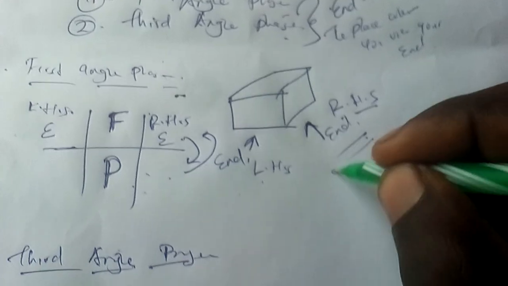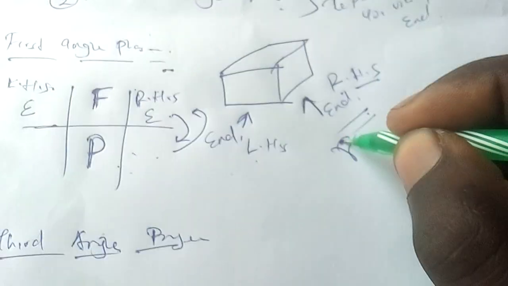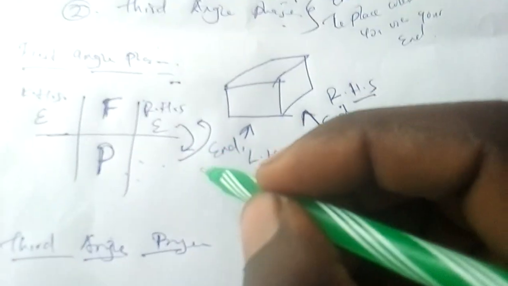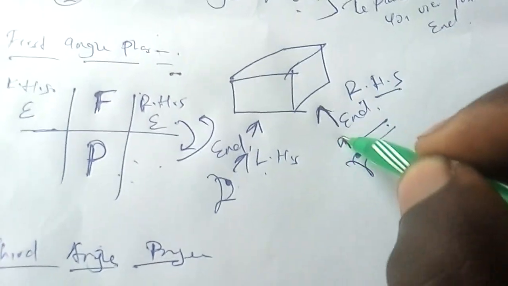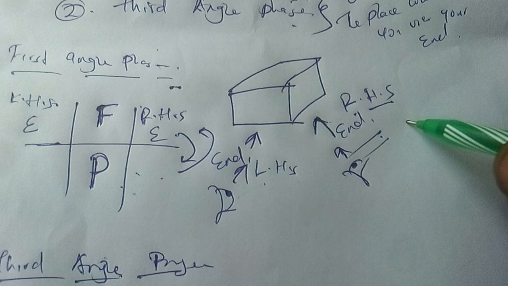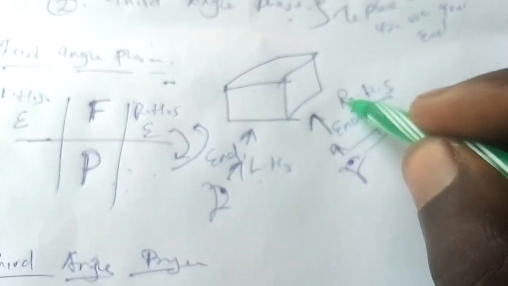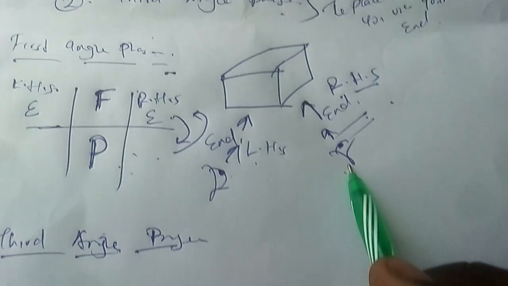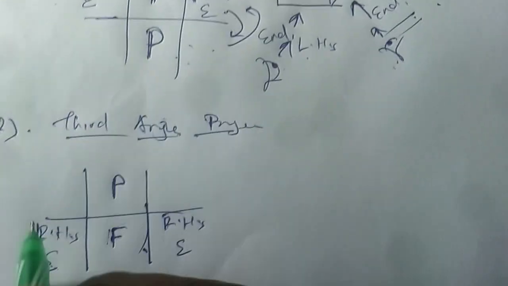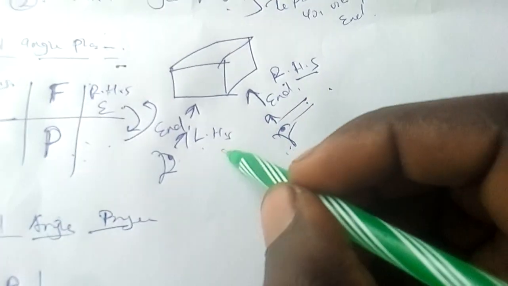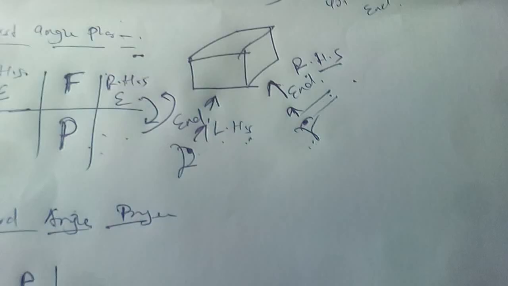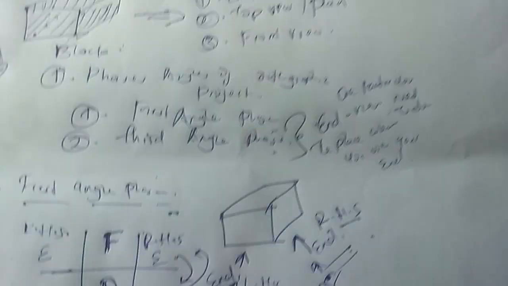Let's put this as our eye, and this is also our eye. Now you view at this place. When you view on the right hand side of this block, you represent your end on the left hand side, but when you view on the left hand side, your end will be on the right hand side. And this is the third angle projection.